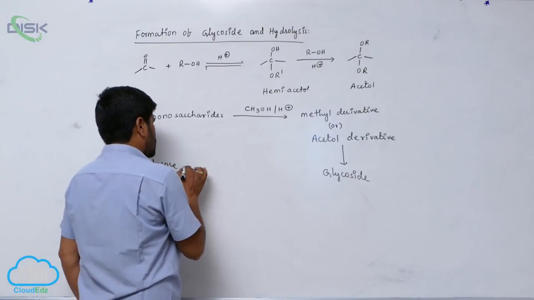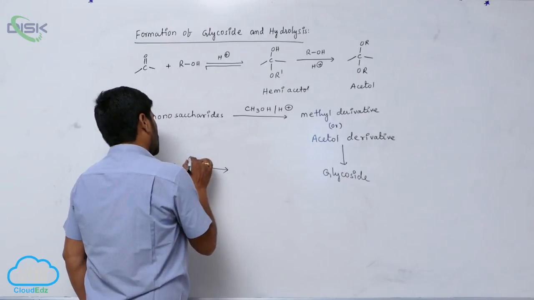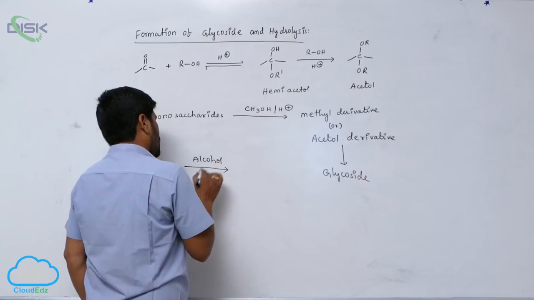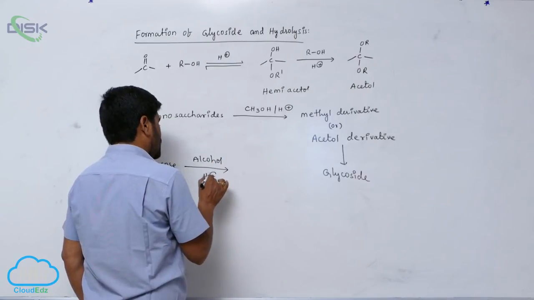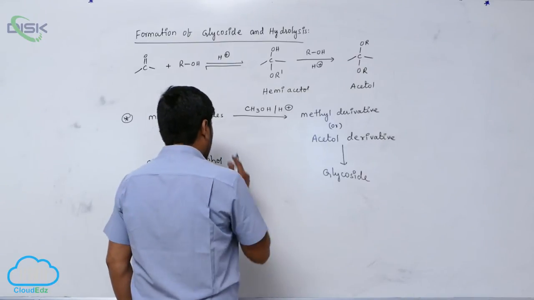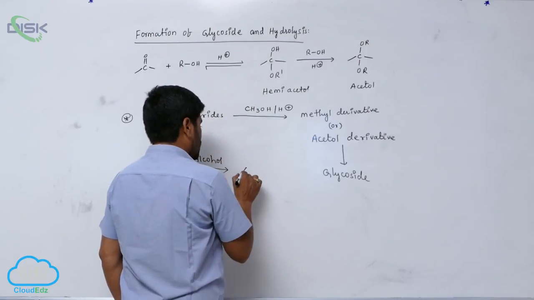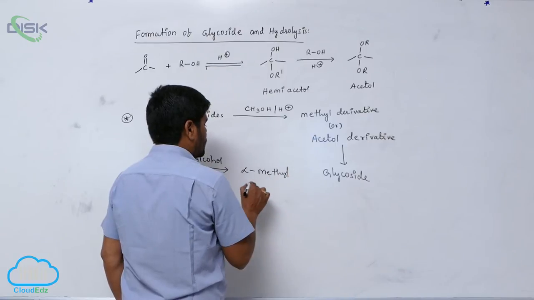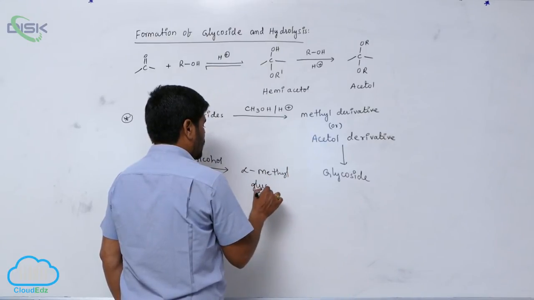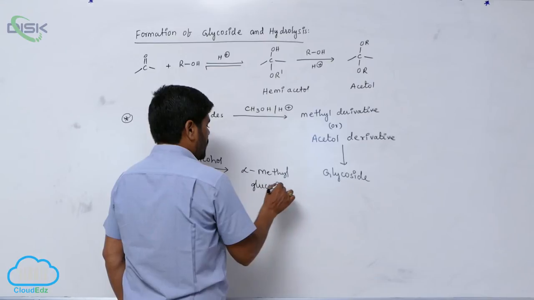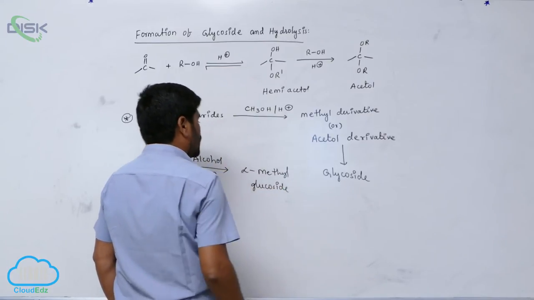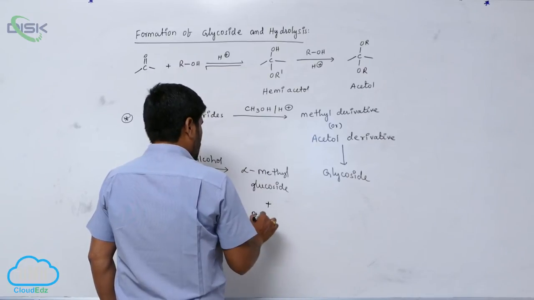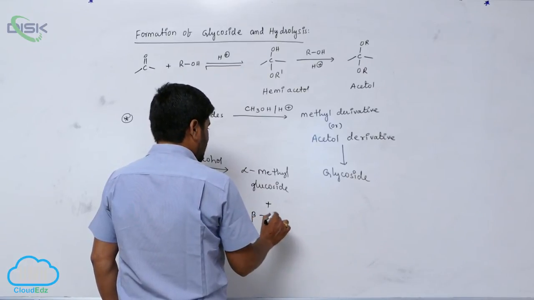Glucose reacts with alcohol in presence of acid medium to form alpha methyl glucoside plus beta methyl glucoside.